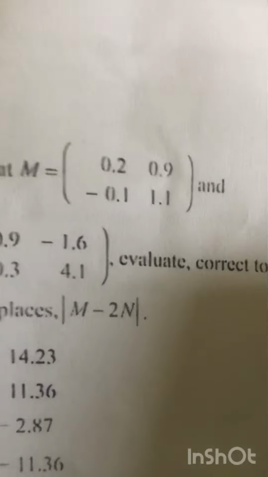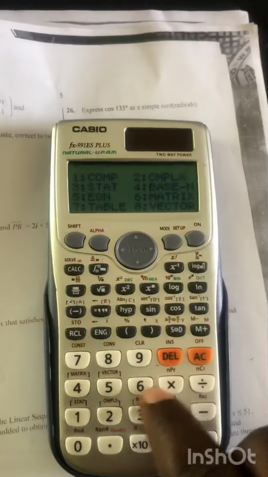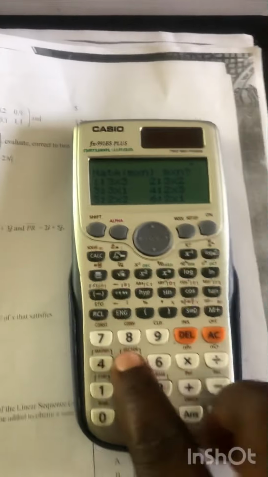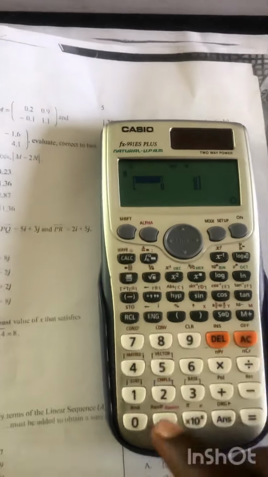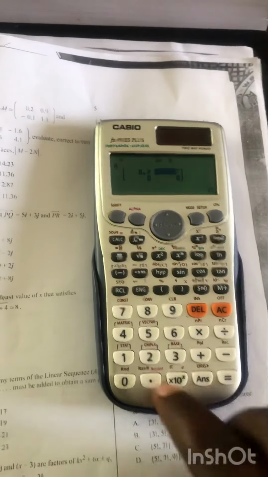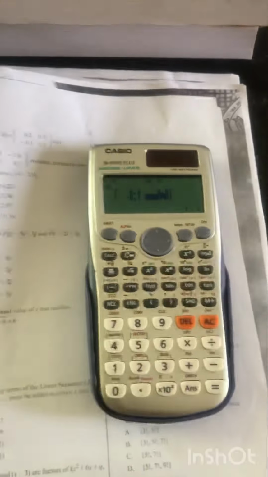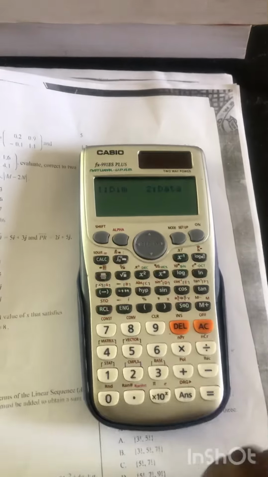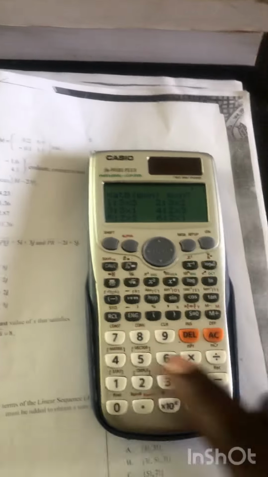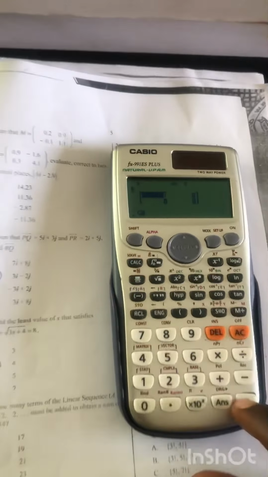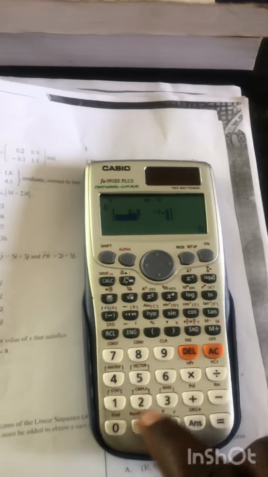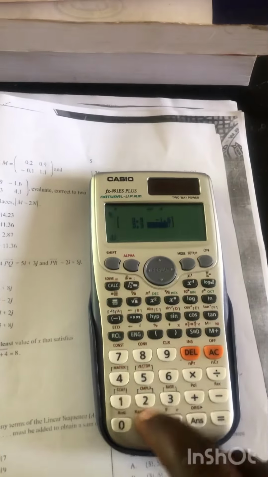So the next question is, given that M is this matrix and N is this matrix, correct to two decimal places and find the determinant of M minus 2N. So this is also very simple. We go to matrix, that's 6. I select matrix A, it's a 2 by 2 matrix. So M will be A, so keep it in mind. So negative 0.2, 0.9, minus 0.1, and 1.1, that's matrix A. Now I go on to type matrix B, shift math, dimension, B is 2. So it's a 2 by 2 matrix. This time around, N will be 0.9, minus 1.6, 0.3, and 4.1.